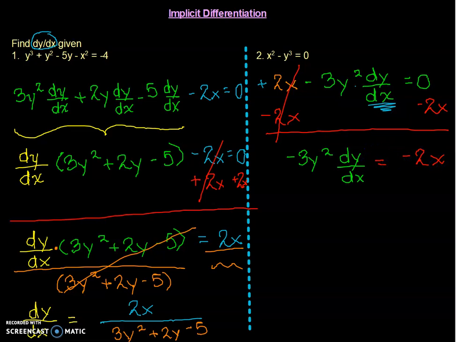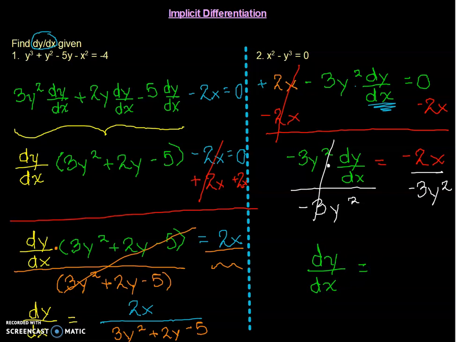The goal again is to get the derivative of y with respect to x, dy over dx, by itself. So again, it's being multiplied to negative 3y squared. I'm going to divide both sides by negative 3y squared. And this would give me dy over dx, the derivative of y with respect to x, equals 2x, the negatives divide out to be a positive, so I'm going to get rid of those negatives and be left with 2x over 3y squared.